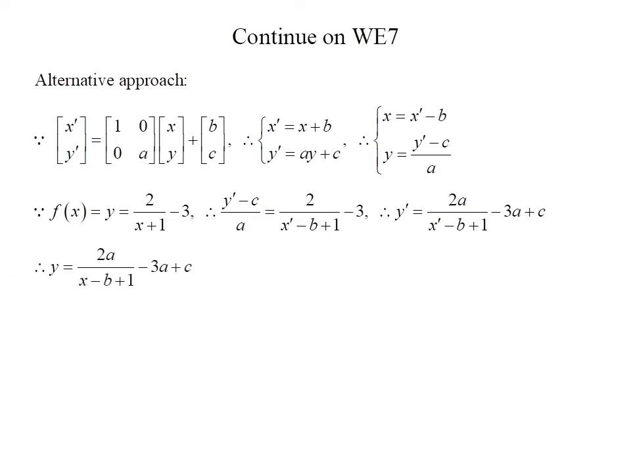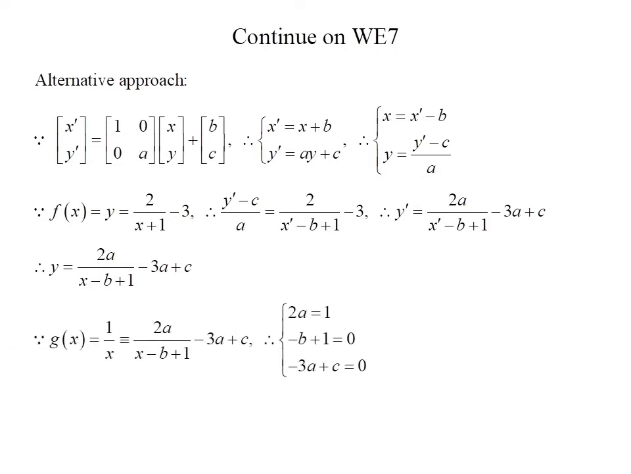After simplifying the expression of the image function, we compare it with g(x), which is 1 over x. Hence, we have 3 simultaneous equations established to calculate constants of a, b, and c. Finally, we have calculated the values of these constants and find a equals 1/2, b equals 1, and c equals 3/2.